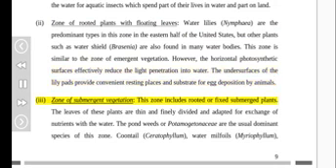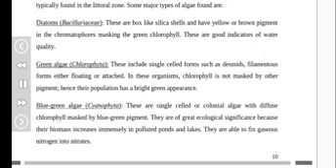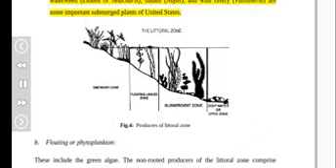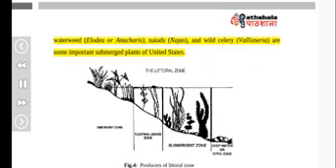F. Zone of submergent vegetation. This zone includes rooted or fixed submerged plants. The leaves of these plants are thin and finely divided and adapted for exchange of nutrients with the water. The pondweeds or Potamogetonaceae are the usual dominant species of this zone. Coontail, Ceratophyllum, water milfoils, Myriophyllum, waterweed, Elodea or Anacharis, naiads, Najas, and wild celery, Vallisneria, are some important submerged plants of the United States. Fig. 4. Producers of littoral zone.